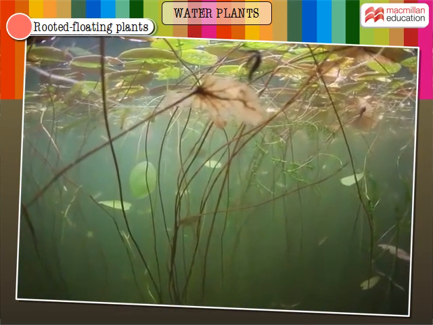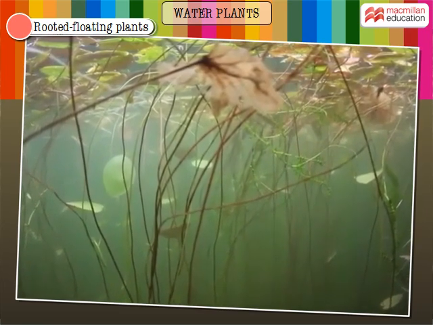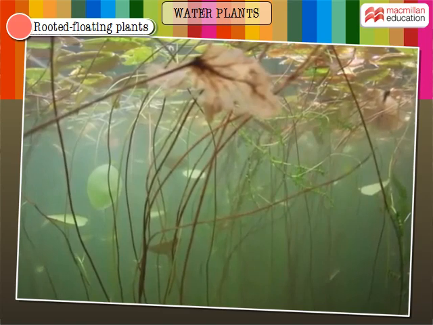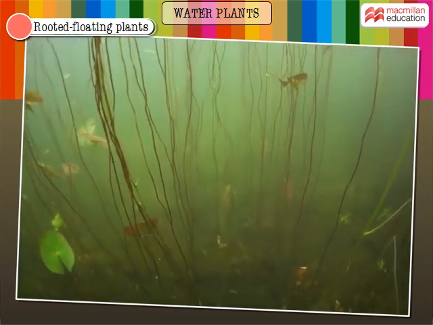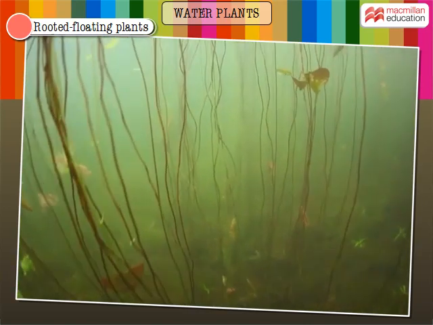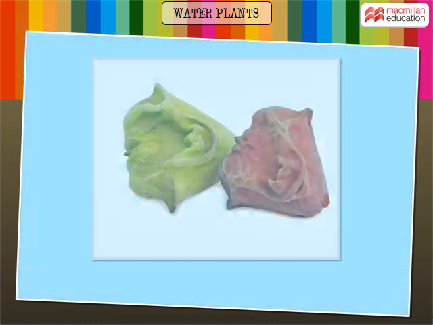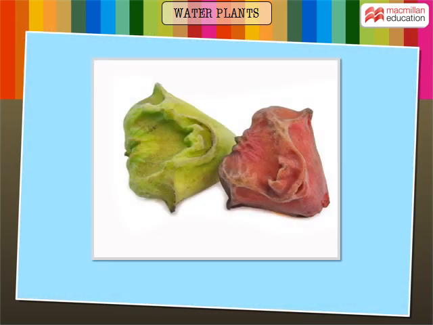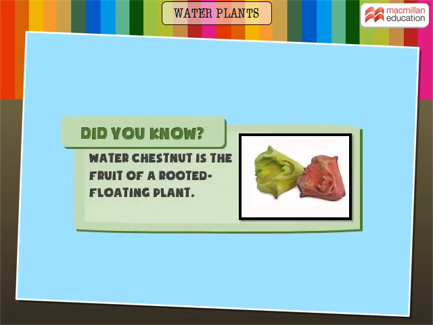Watch this underwater video. The large leaves of water lilies spread out on the surface of water to get as much sunlight as possible. Under the water, observe the long, thin stems. Can you guess the name of this fruit? Yes, this is water chestnut, and in India it is called singhara. Did you know that water chestnut is the fruit of a rooted floating plant?